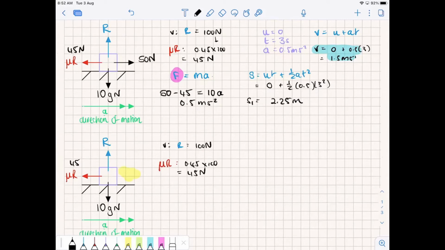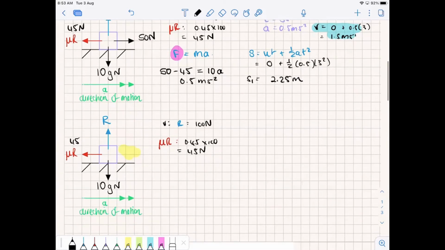There's my 45 newtons. And remember, it's acting against the direction of motion. My direction of motion is still in the same direction. That hasn't changed. Now I can calculate my new, it's actually not going to be acceleration. I stopped pushing the box. It's going to slow down, which means it's going to decelerate.